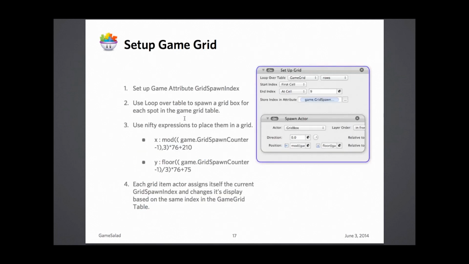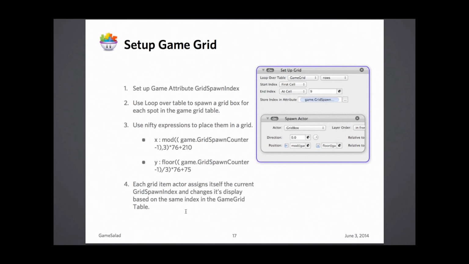The next step is we want to set up the actual game grid that you're going to play on. In this case, I'm doing a loop through the game grid table, and for every cell, I'm going to spawn a new game box actor. Each actor will be placed onto the scene using these two formulas here that, if you go from 1 through 9, will automatically arrange them into a grid for you, which is nice and helpful.